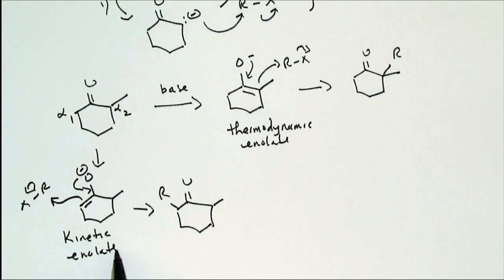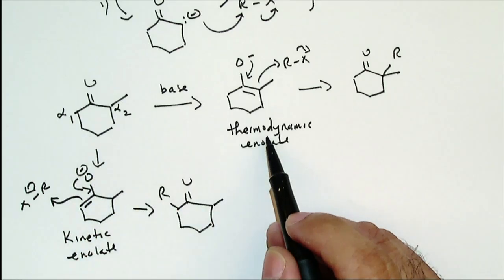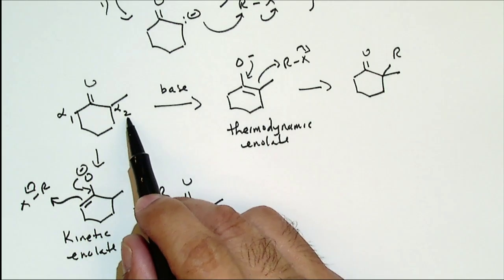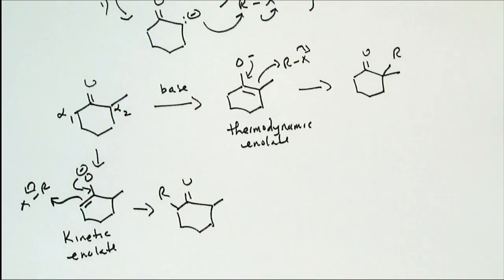So notice that the kinetic enolate leads to the substitution at the less substituted alpha position on the initial product, alpha 1, but the thermodynamic product leads to the R adding to the more substituted alpha position, or alpha 2, in that. So how do we actually control this? You do it by the choice of base and your reaction conditions.